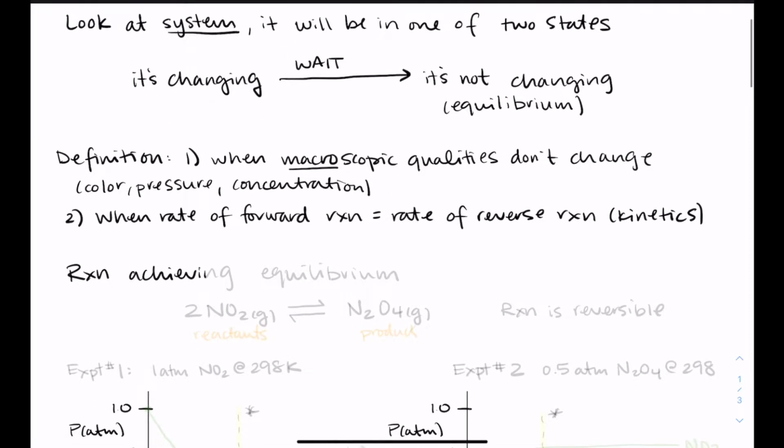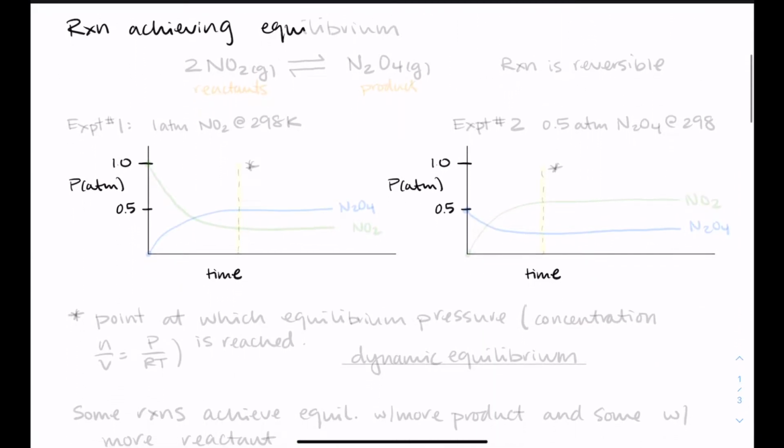We are going to look at a reaction achieving equilibrium, and the reaction that we're going to look at is 2NO2 gas in equilibrium with N2O4 gas. Now, the reaction arrow here is special. This means equilibrium, where you have a forward arrow and a reverse arrow. It's telling us that the reaction is reversible.